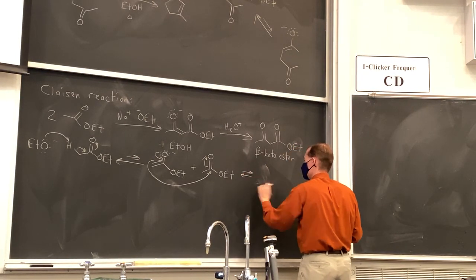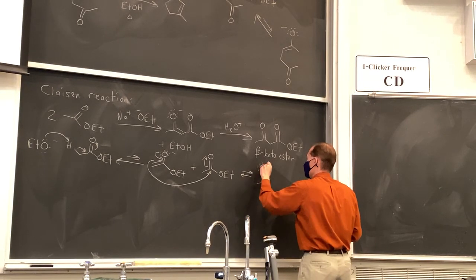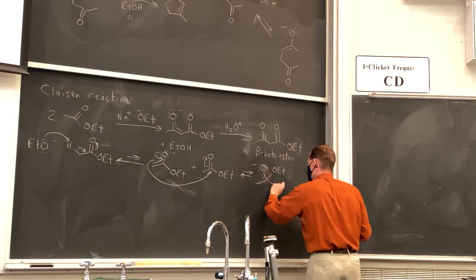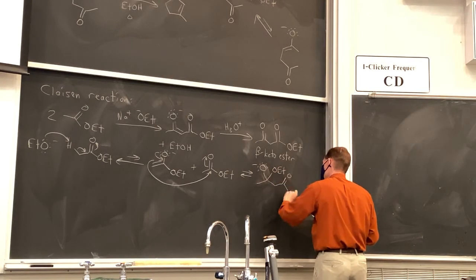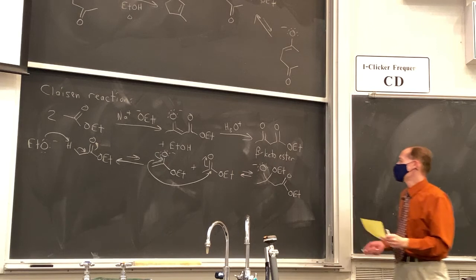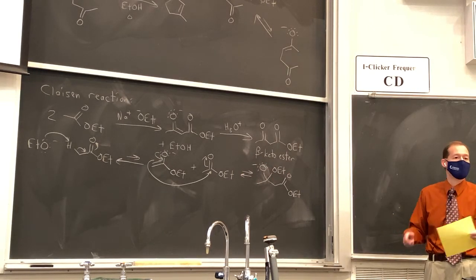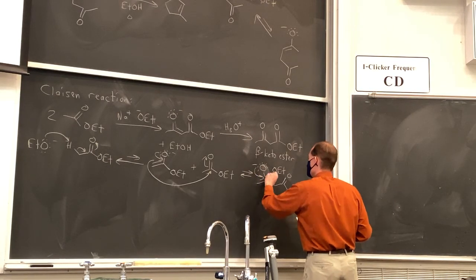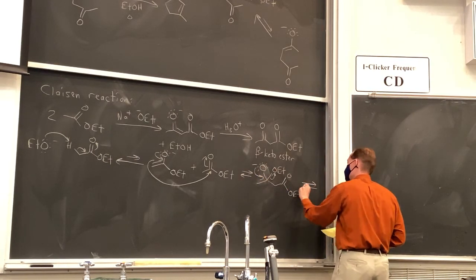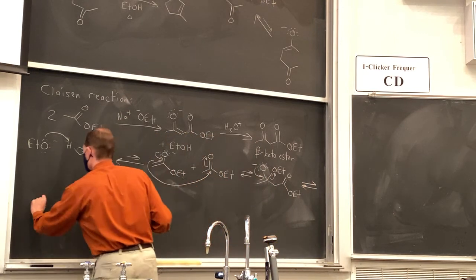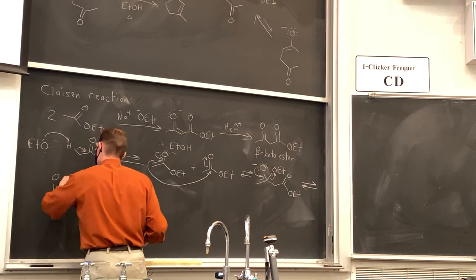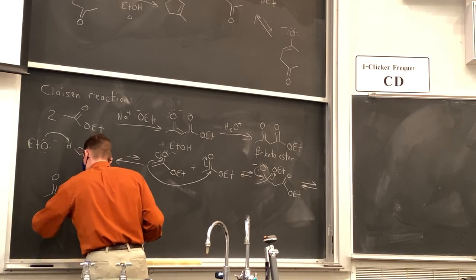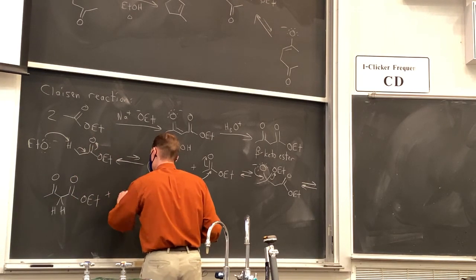Whoops, sorry. And that's going to give us a tetrahedral intermediate. Unlike the aldol reaction, this tetrahedral intermediate has a leaving group present. It has an ethoxide group. So we can eliminate out the ethoxide group. Come over here, we have our beta ketoester, and then we've produced ethoxide.